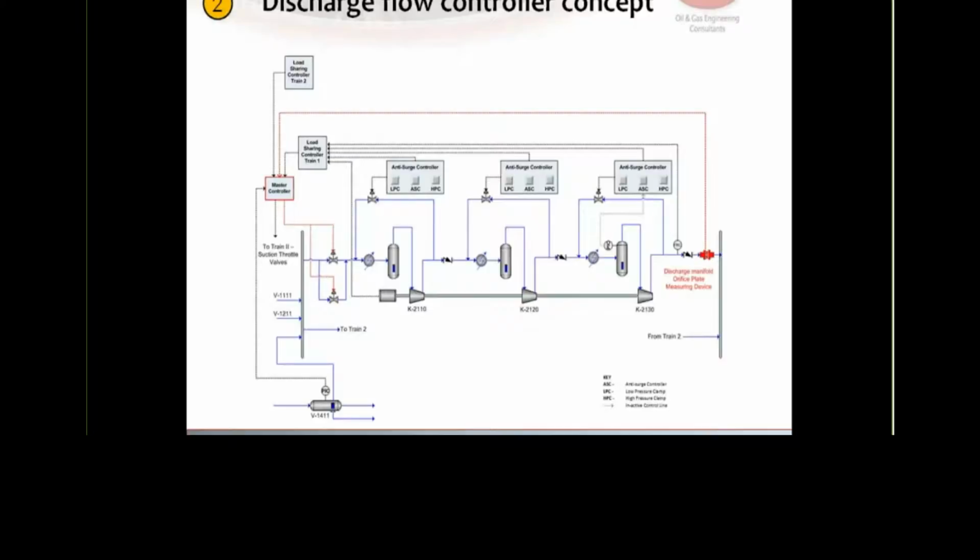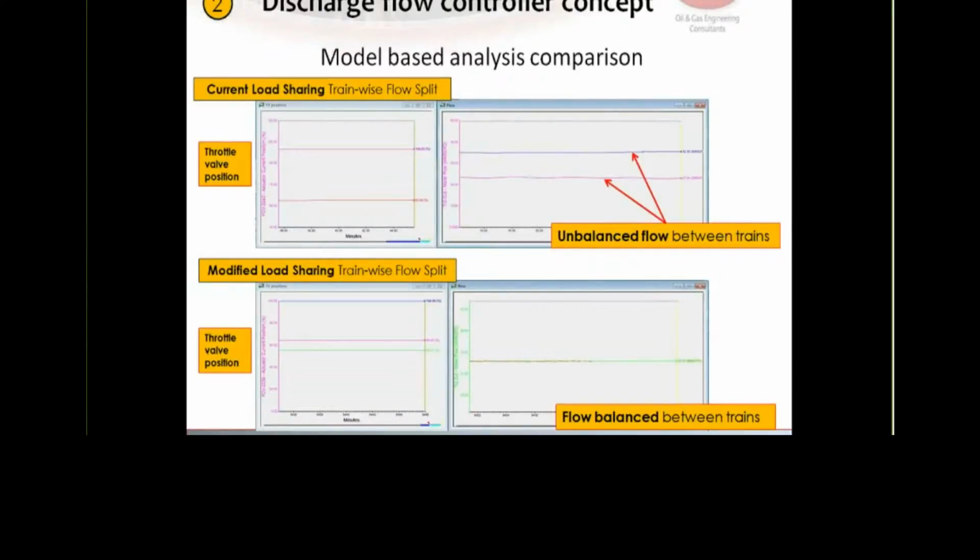We did not just come up with the logic. We actually tried it out and simulated it. On the left is the top graph, the throttle valve position, and on the right are the loads of the two trains. You can see we tried tuning it. The system is much more stable, but we could never get it to load share because of this vast difference in performance. But when we tried our new modified logic and came up with the throttle valve positions for that logic, you see how the two trains' flows are pretty evenly distributed.